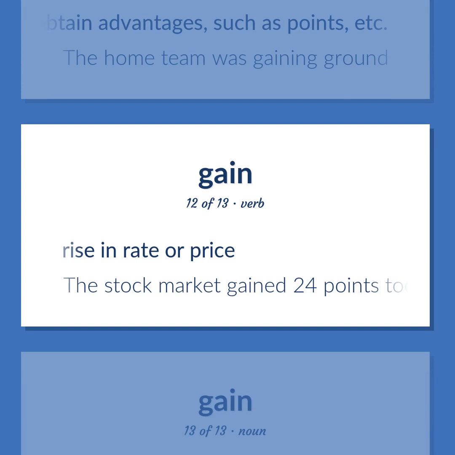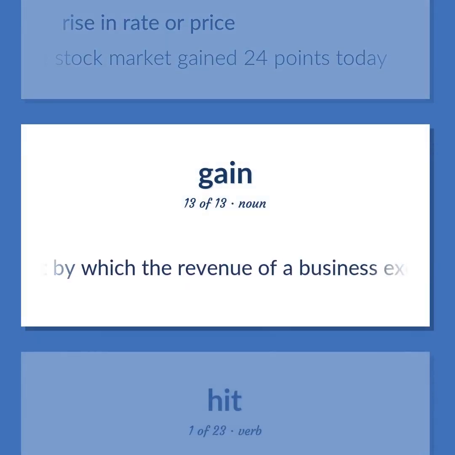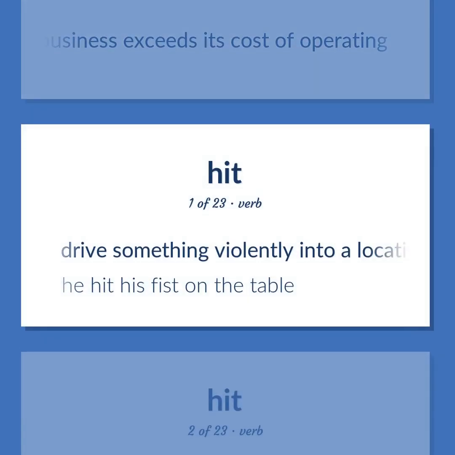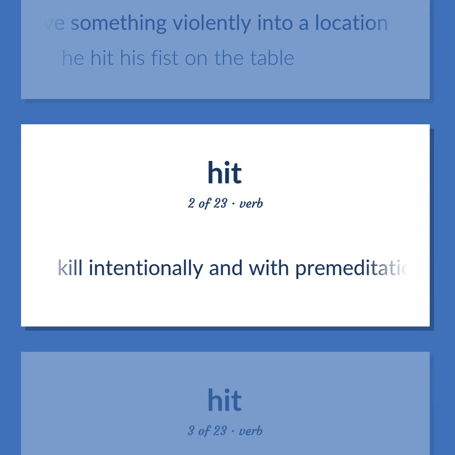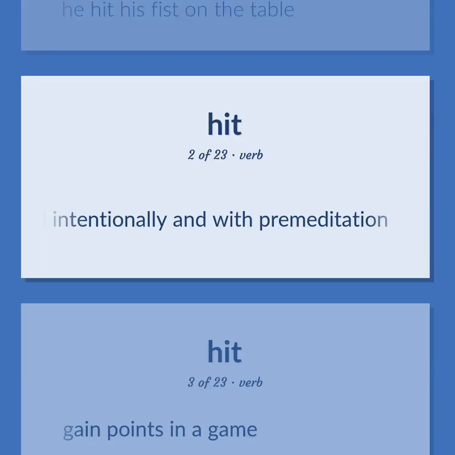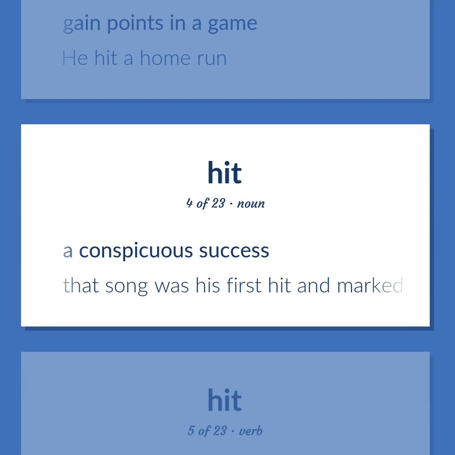Rise in rate or price. The stock market gained 24 points today. The amount by which the revenue of a business exceeds its cost of operating. Drive something violently into a location. He hit his fist on the table. Kill intentionally and with premeditation. Gain points in a game. He hit a home run. A conspicuous success. That song was his first hit and marked the beginning of his career.